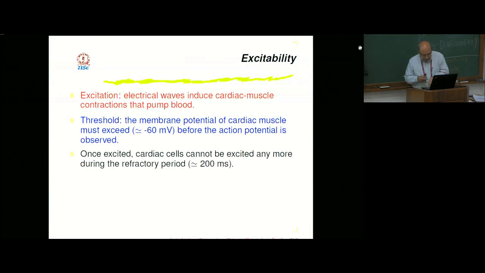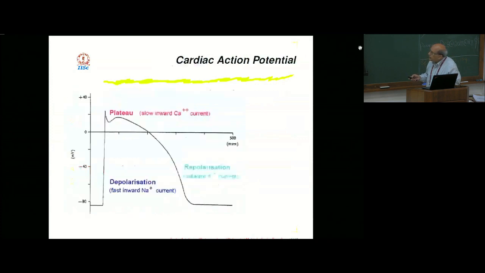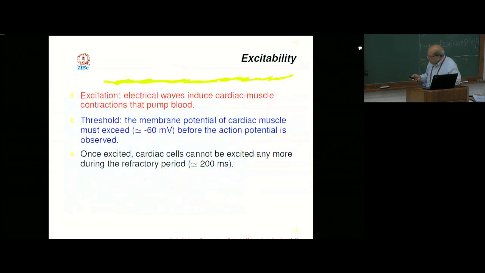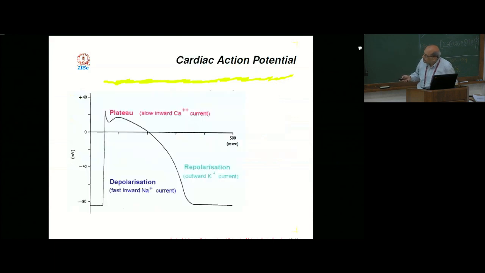So cardiac tissue is excitable in a technical sense. That is, if there is a subthreshold perturbation, it dies away, but if you perturb it above some level, then the cardiac cell, called the cardiac myocyte, gets excited and then cannot be excited anymore during the so-called refractory period.